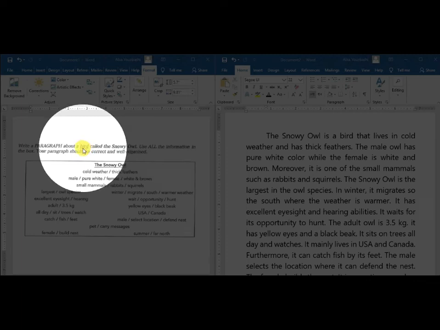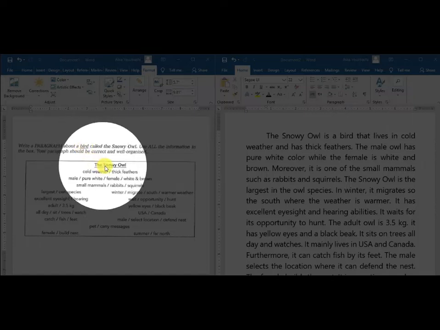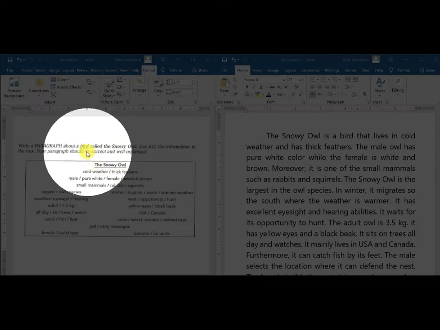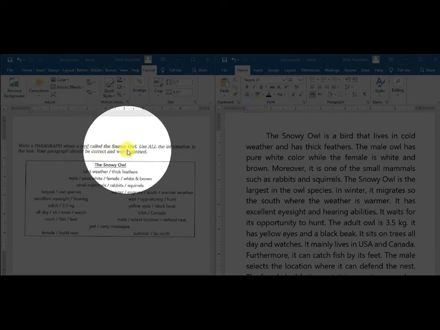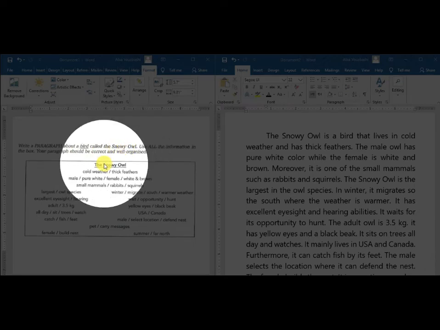Anyways, so we said that we are going to write about a bird. The name of the bird is the snowy owl. They said that here, and also they said it again once here. So they said write a paragraph about a bird called the snowy owl. What is a good first sentence that I can write?